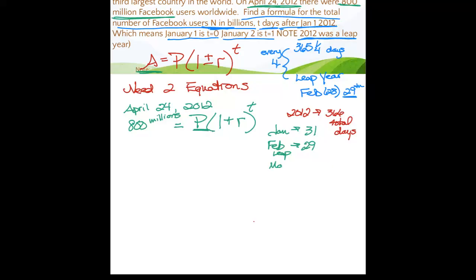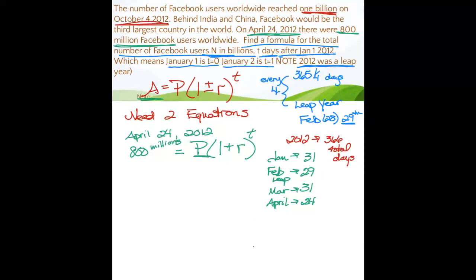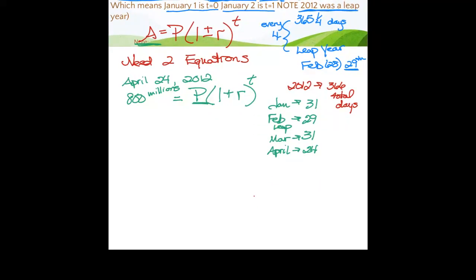March. How many days are there in March? 31. And April, are we doing all of April? Are we counting up through all of April? Only the 24th. So right now, up to that day, we are only counting 24 days. Now, we can find that total, but then it says January 1st is t equals 0. January 2nd is t equals 1. January 3rd would be t equals 2. So I can add these all up, but I'm going to have to adjust it.